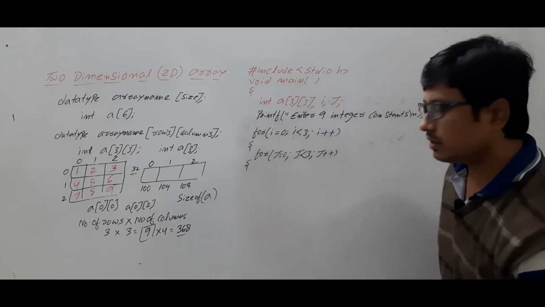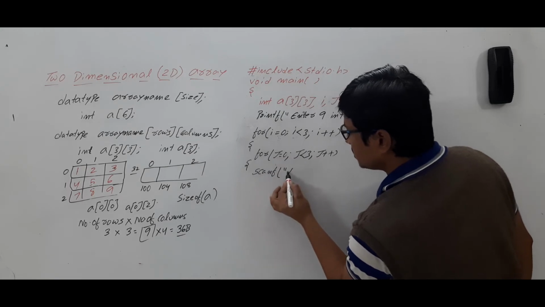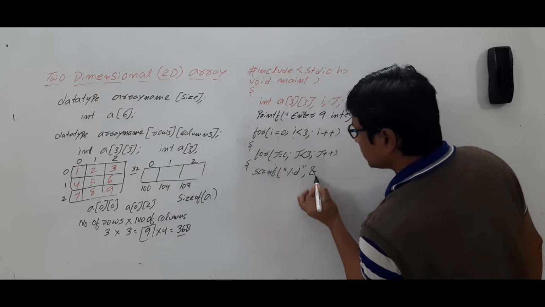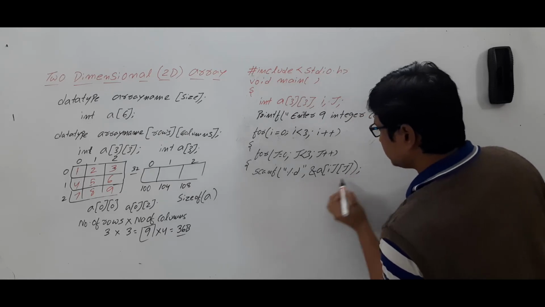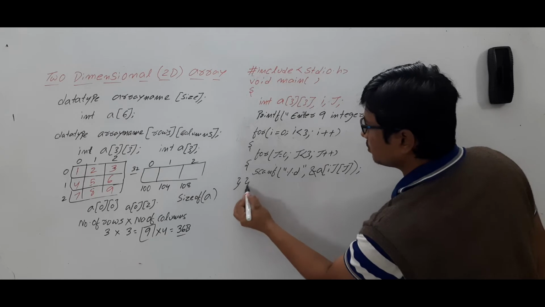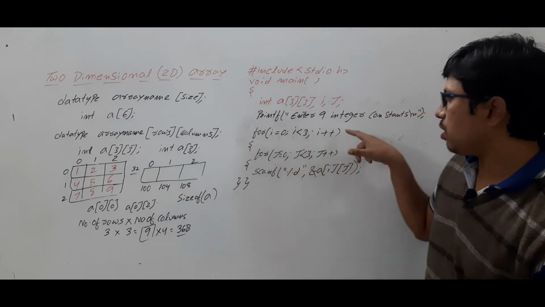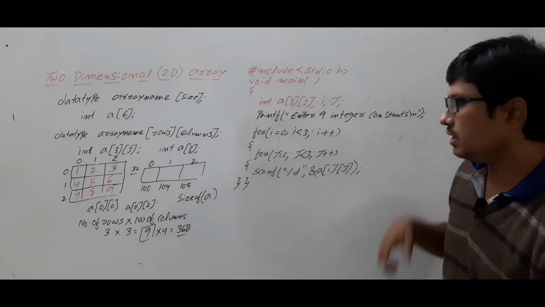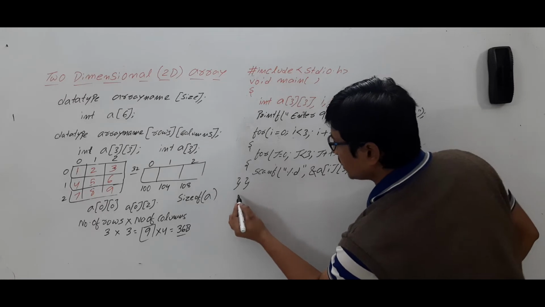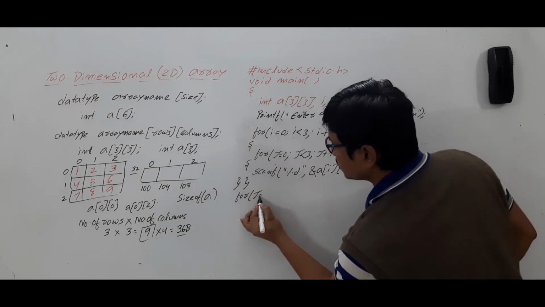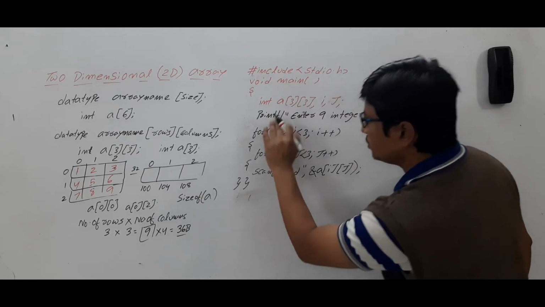Then you need to scan it: scanf %d, ampersand of a of i of j. You can close the two for loops. Are you able to understand? So this is an outer loop, this is an inner loop. Now let me write the rest of the program, then I will discuss it with an example. Again you need to print the values. Am I right or wrong? You just read the values.